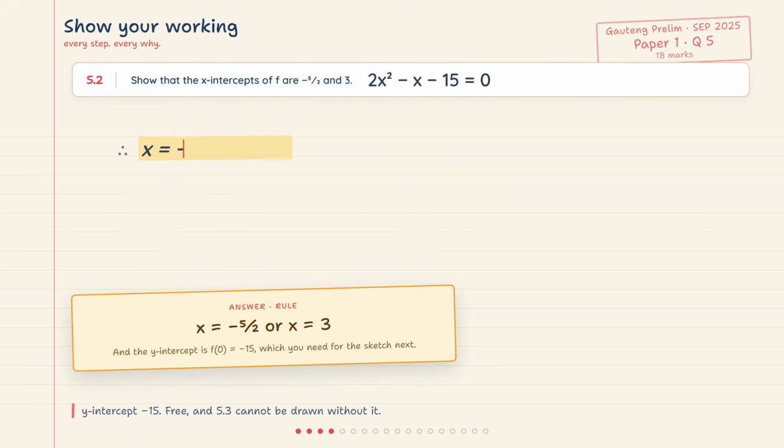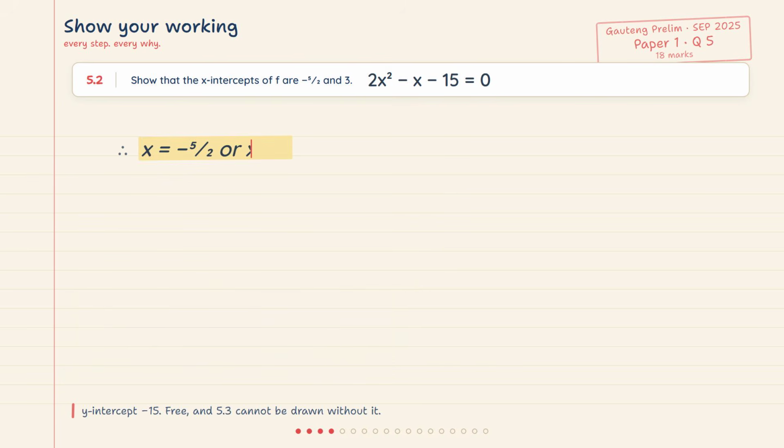Each bracket in turn. 2x plus 5 is 0, gives minus 5 halves. X minus 3 is 0, gives 3. That is what the question asked you to show. And while you are here, get the y-intercept too. F of 0 is minus 15, because the very next part needs it.